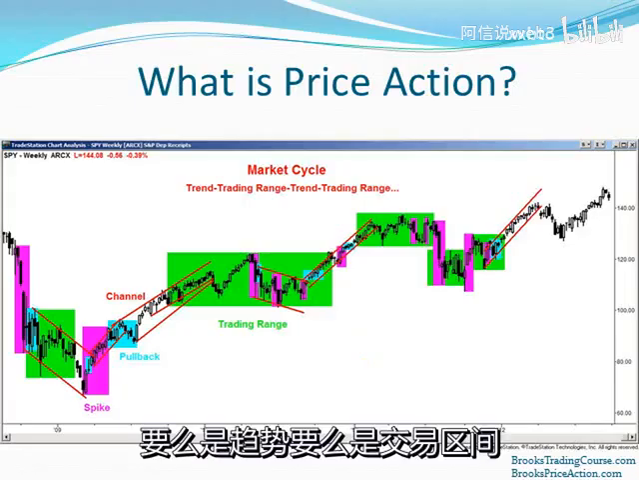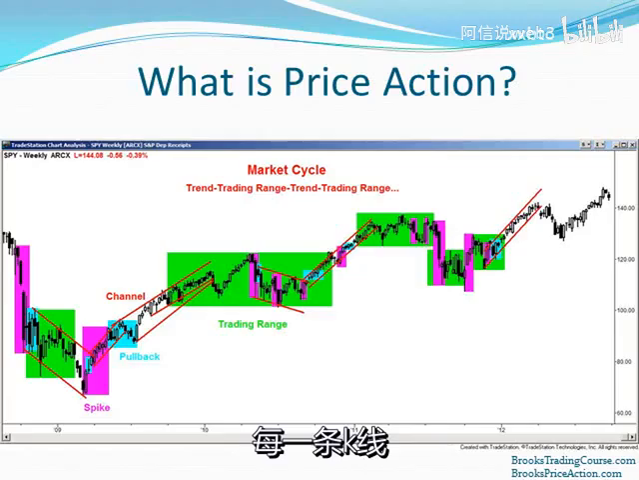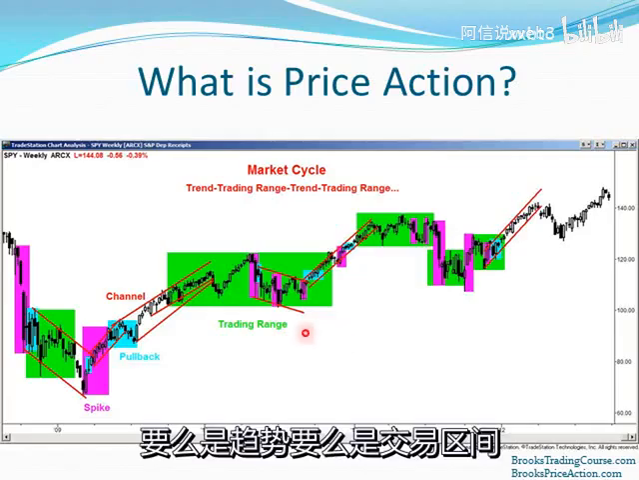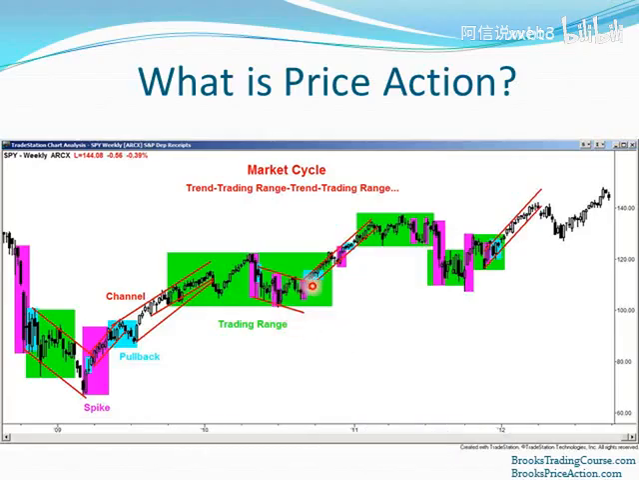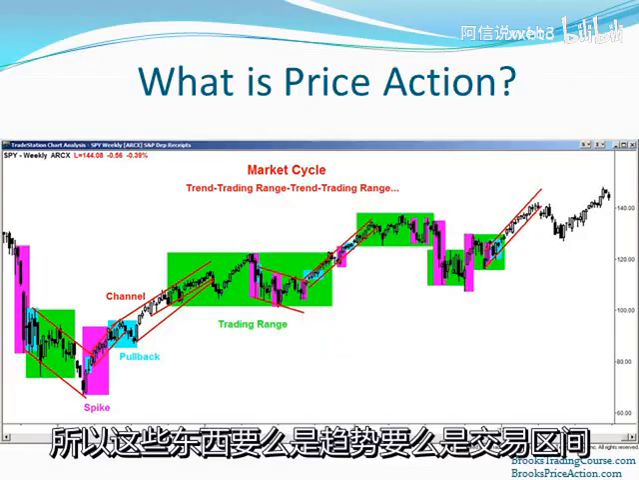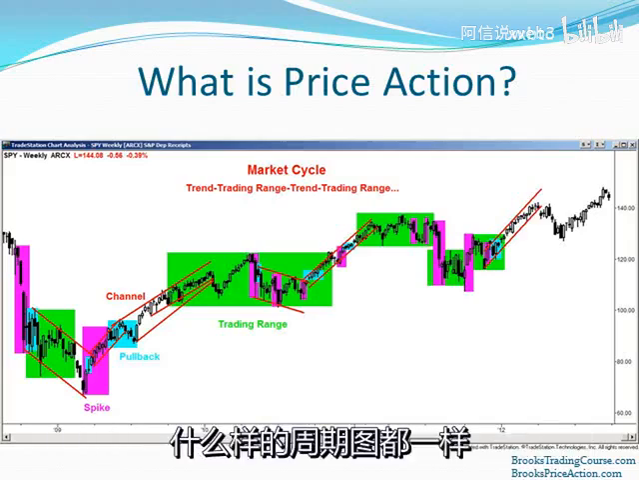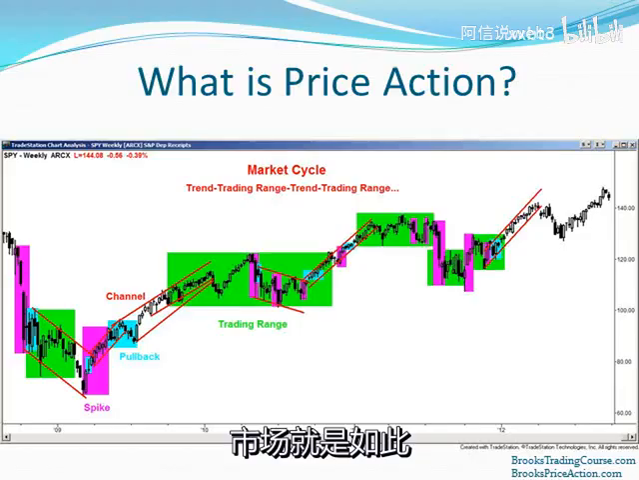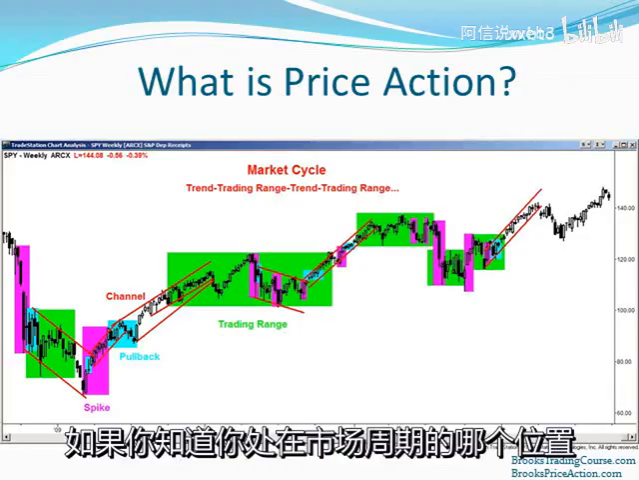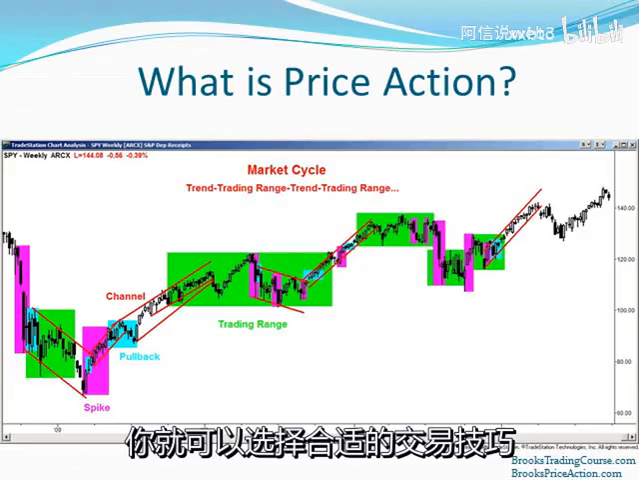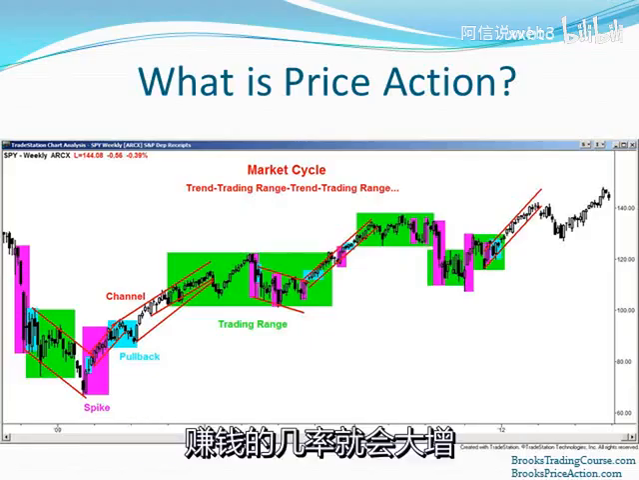Every part of the chart is always either a trend or a trading range. Every bar is either a trend or a trading range. Here's a 1 bar trend. A doji bar, it's a small body, it's a 1 bar trading range. So everything is either in a trend or a trading range on every time frame, every type of chart. It doesn't matter. You have to understand that this is what the market does, and if you know where you are in the market cycle, you can use trading techniques that are appropriate and give you a better chance of making a profit.